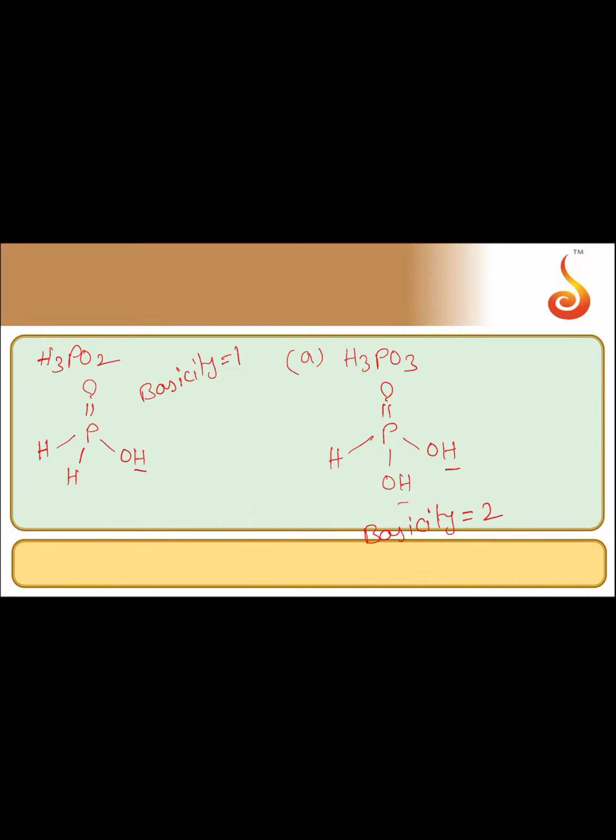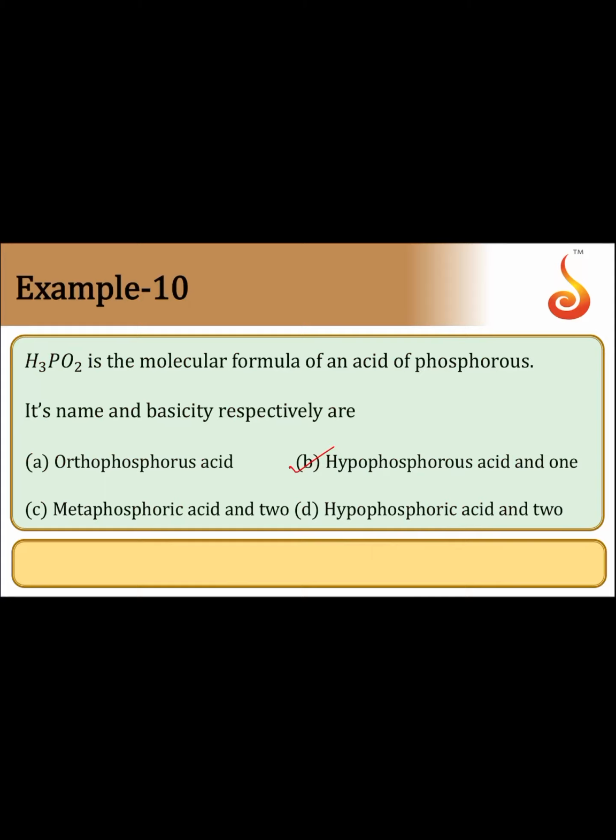So anyway, H3PO2 is the molecular formula of an acid of phosphorus, and its name and basicity respectively are hypophosphorus acid, and basicity is 1.